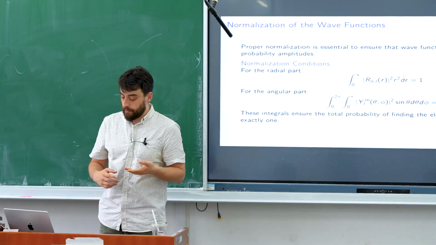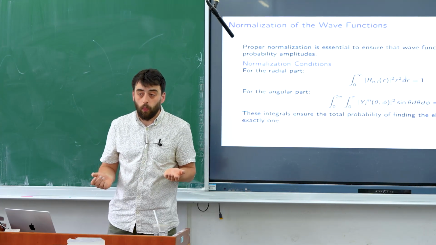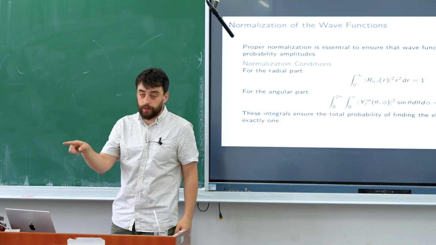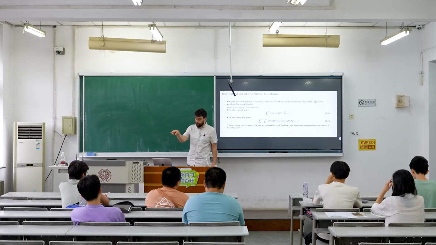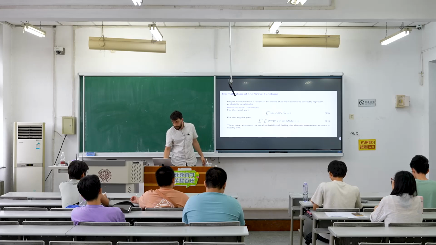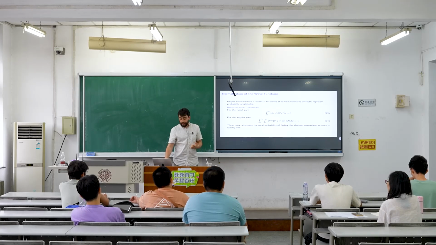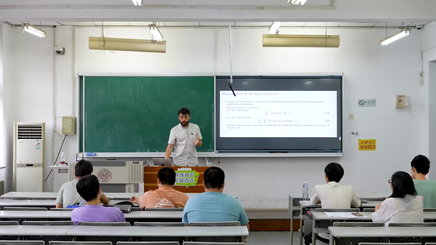You can't have a probability that's more than 1. If I want the probability of finding a particle at this point, it has to be normalized. Once we've solved the Schrodinger equation, we're certainly going to normalize our solutions to get good probability amplitudes.